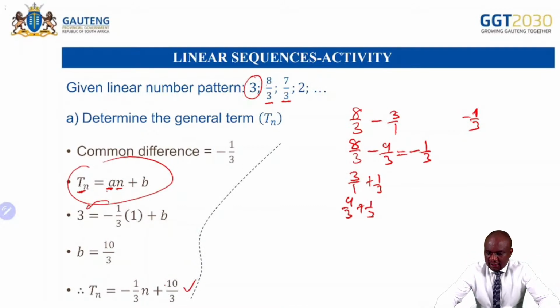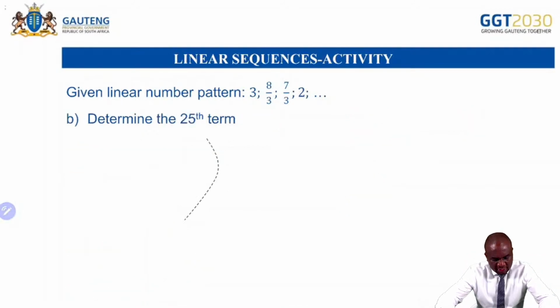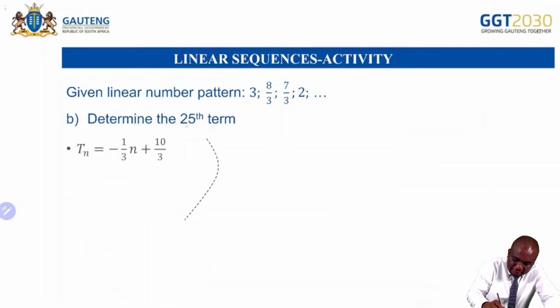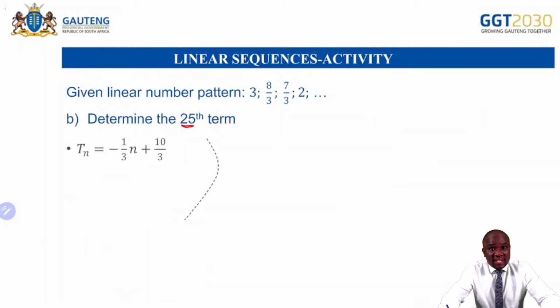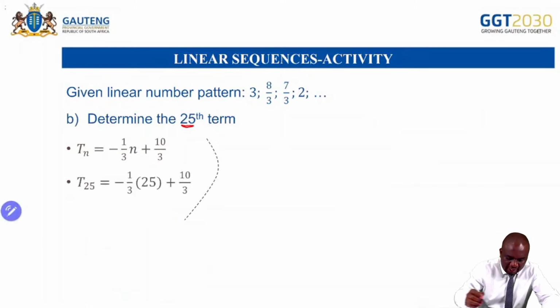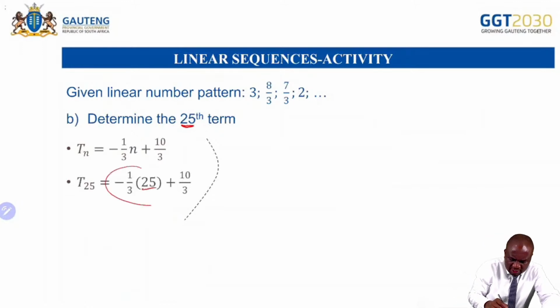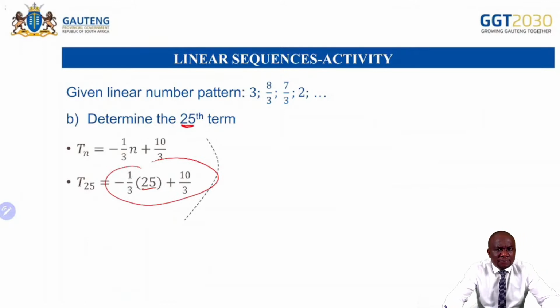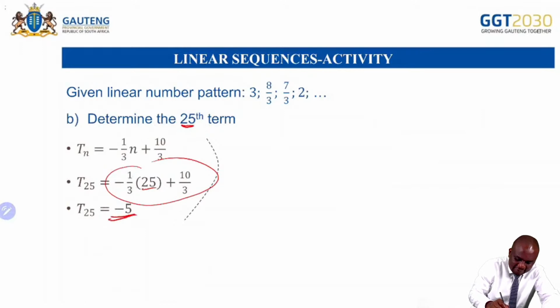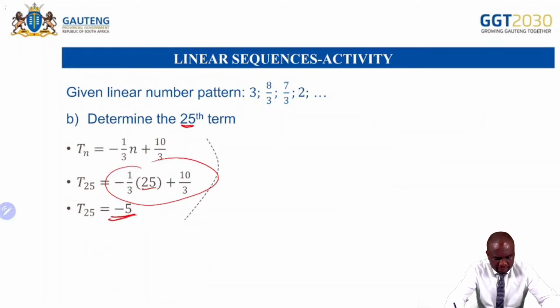Right, welcome back, grade 10. Let's do the second part. Now we have our general term. Now we want the 25th term. So where there's n, we put 25, T25, and then we just put this in the calculator. What does it give you? You'll find that your term number 25 is -5. Okay, all right, 1 minute to write your notes.